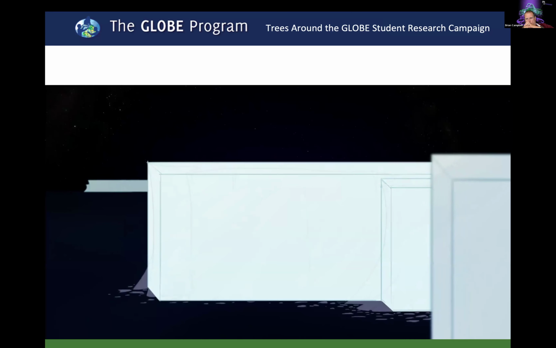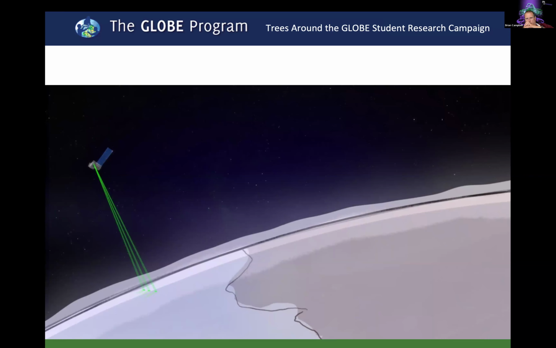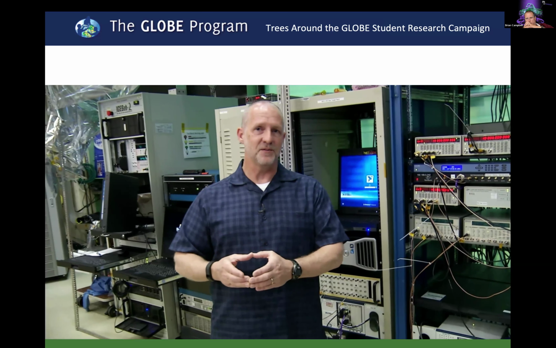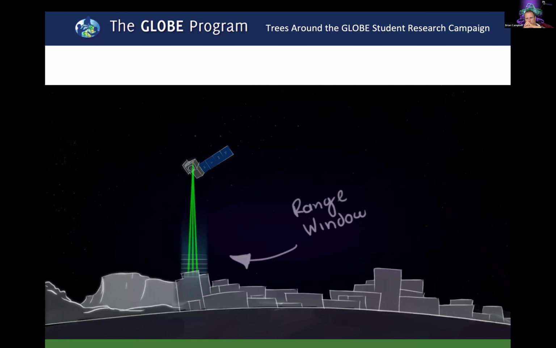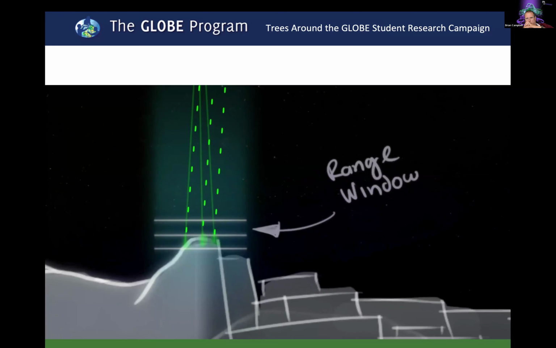We have a rough database of the whole Earth with elevation as it travels up and down mountains and down into valleys and over ice sheets. For each spot, we calculate where we think the surface is, and we open up a range window. For every photon that's received in that range window, we produce a time tag.